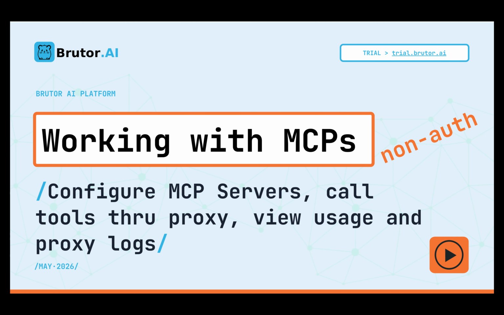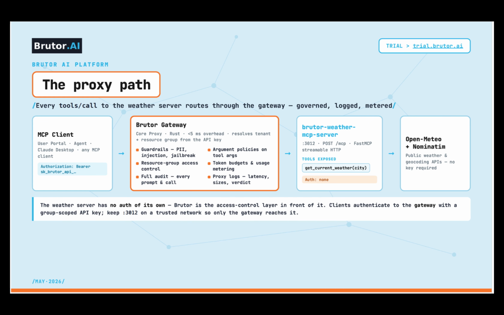Now, the first thing we're going to do is just use the gateway to register, as I said, our own locally running MCP server. Let's say you developed an MCP server. Now you want to govern and manage it via the Brutor gateway. How do you actually do that? So every tool call through this server is governed, logged, and metered.